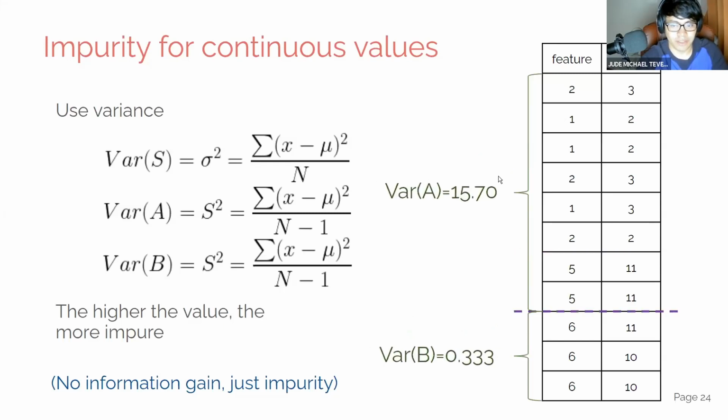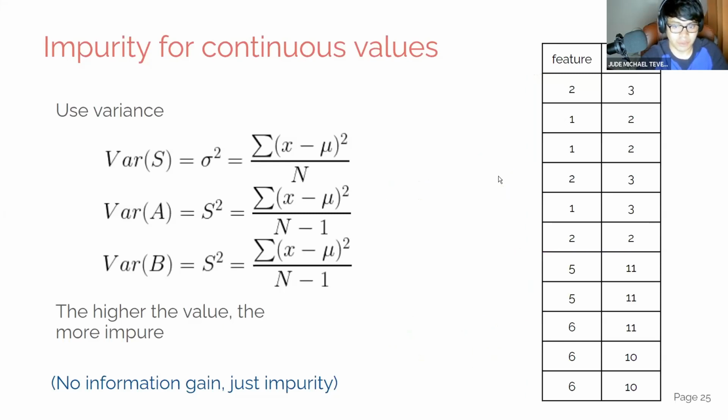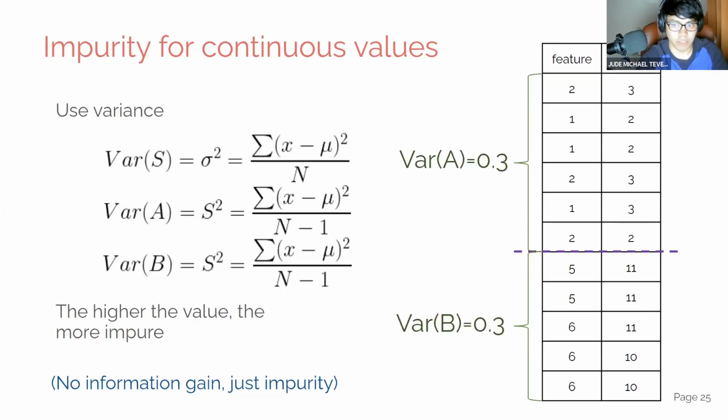This is a better splitting, of course, because the loss is much smaller compared to the other one. That one is 15.7 and 0.33, and this one is 0.3 and 0.3. That's how we do it for continuous values.